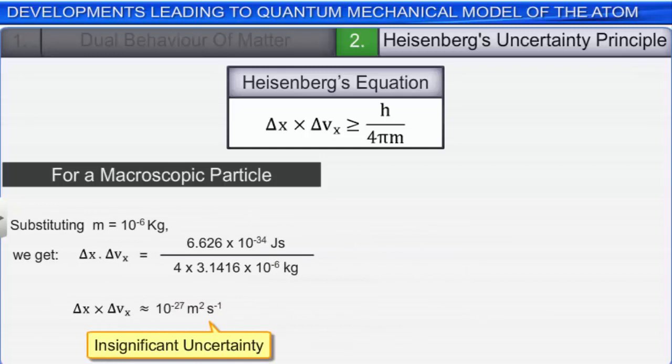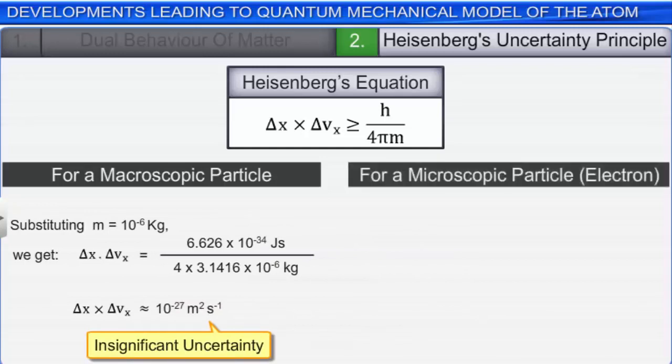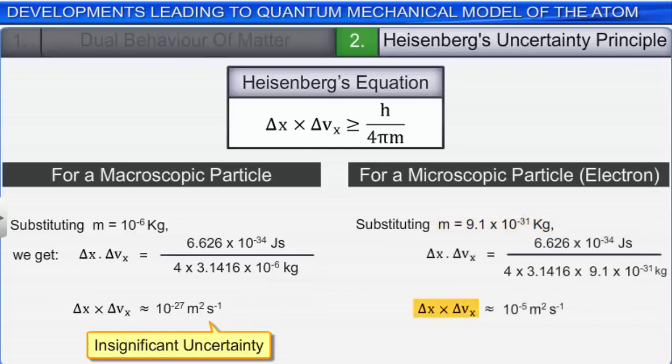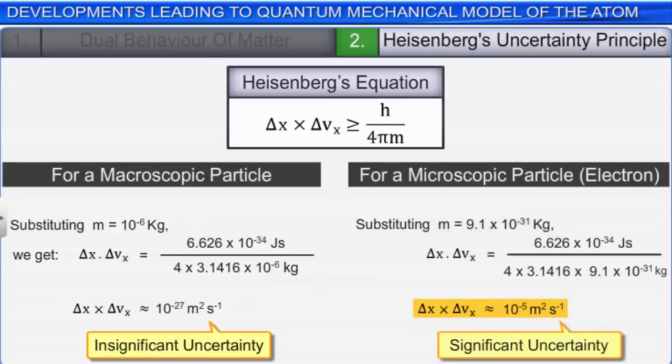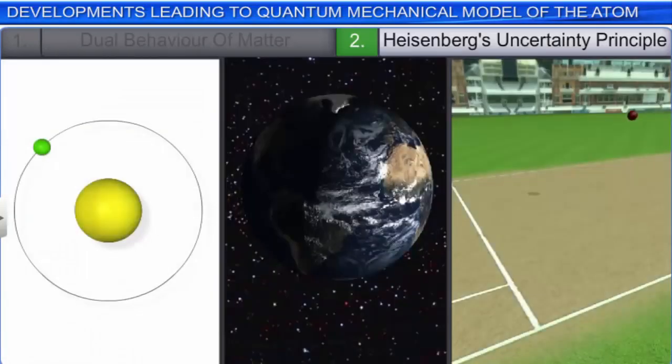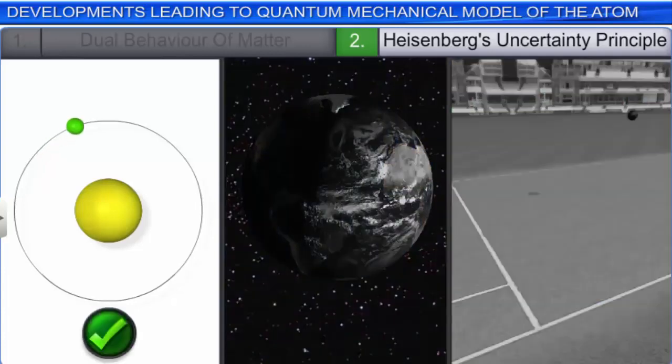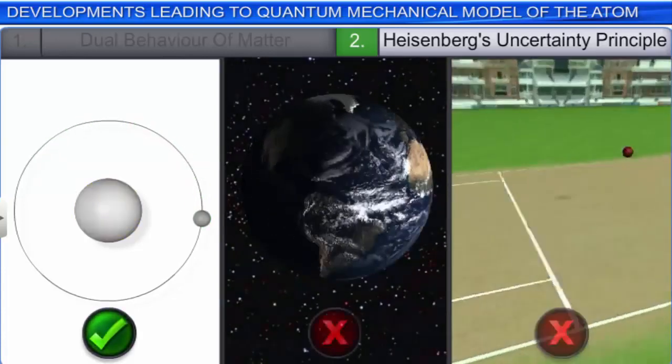On applying this uncertainty principle to a microscopic particle, like an electron having mass equal to 9.1 multiplied by 10 to the power minus 31 kg, we find that the product of delta V and delta X is significant enough and therefore cannot be ignored. Hence, we see that Heisenberg's uncertainty principle also holds significance only for motion of microscopic particles and not for macroscopic objects.